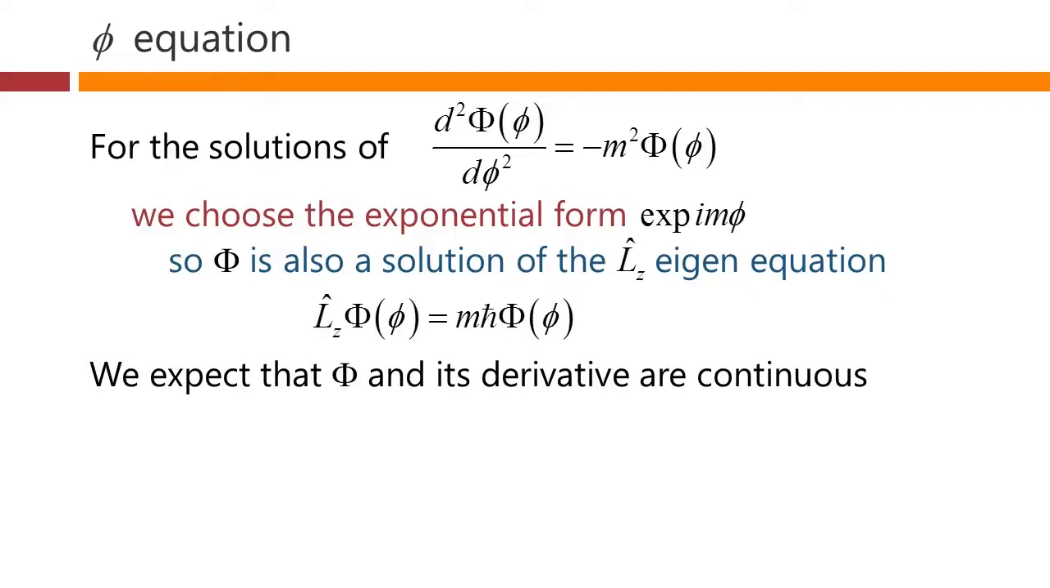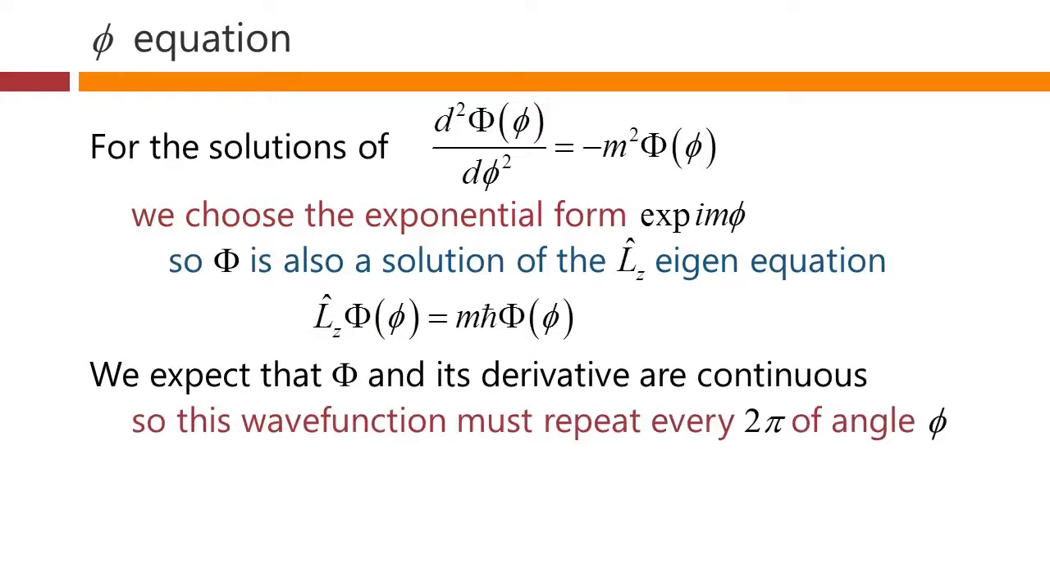Now, we expect that this function, capital Phi, and its derivative are continuous. And that means, because this is a function of angle, that therefore it goes round in a circle and comes back on itself, this function must repeat every 2 pi of angle phi. So that means that m must be an integer. In fact, we already knew that from trying to solve this equation here. But this equation also has that same requirement.